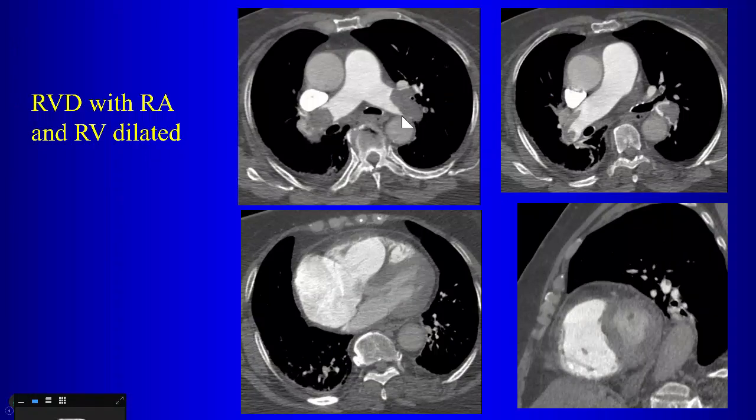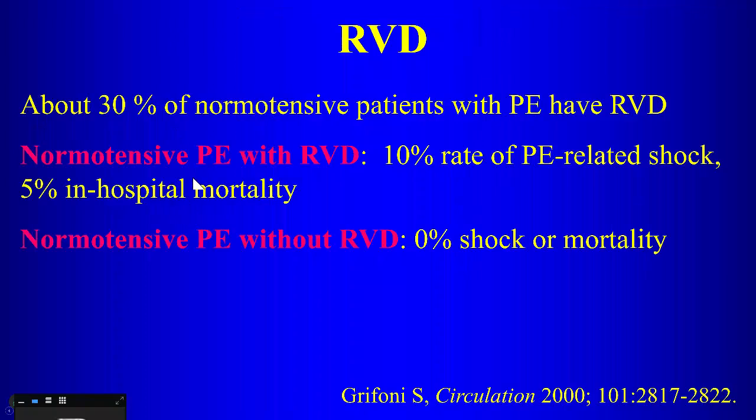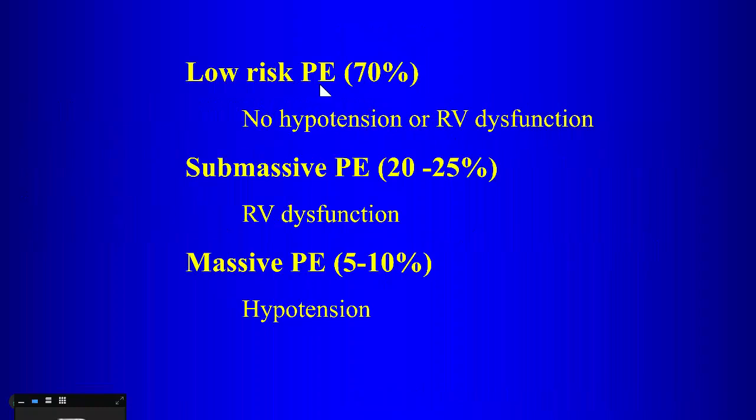Usually this right heart strain is associated with massive central pulmonary embolism. So when we see big clots, we want to make sure we look at the right ventricle, because signs of right ventricular dysfunction are usually what causes the mortality in these patients. About 30% of normotensive patients with PE can have right ventricular dysfunction, and that can increase the rate of PE-related shock and mortality. So it's an important thing to notice in these cases. Low-risk PE: no hypotension, no right ventricular dysfunction. Submassive PE: right ventricular dysfunction. Massive PE: hypotension associated with right ventricular dysfunction.